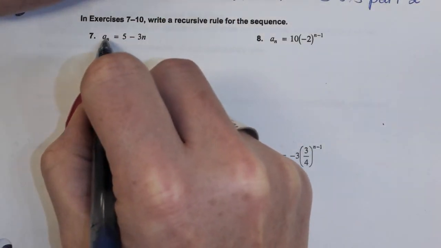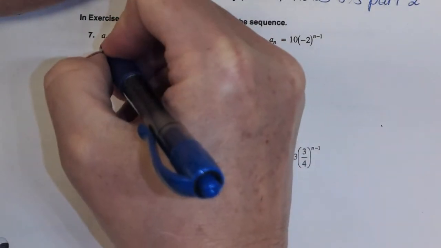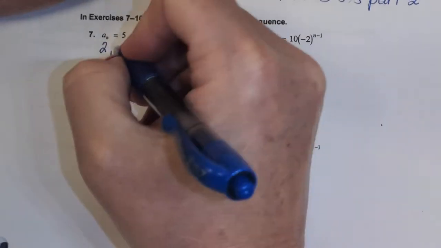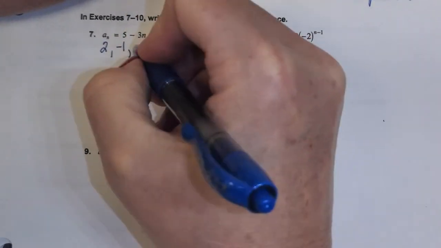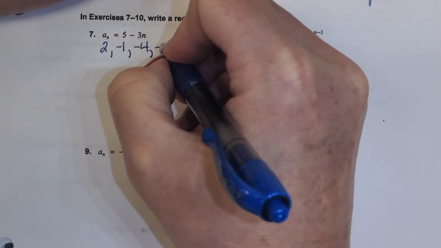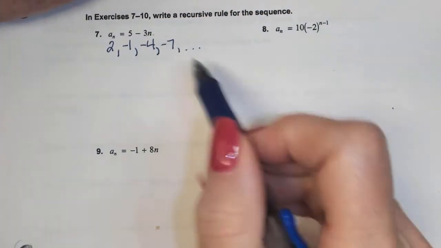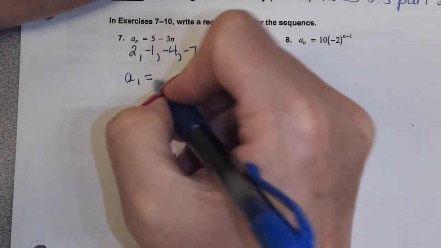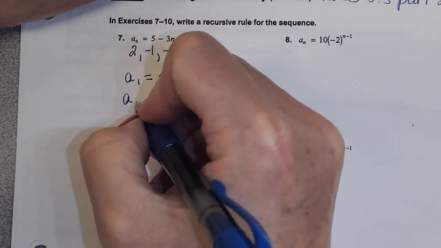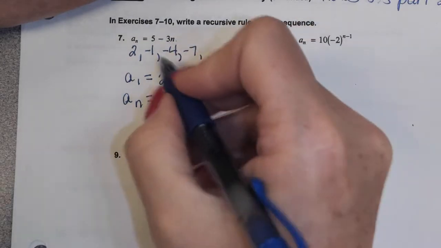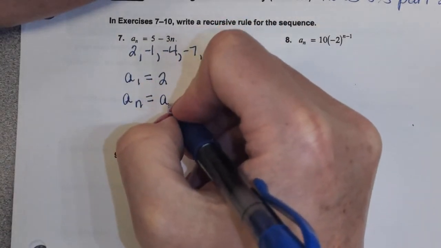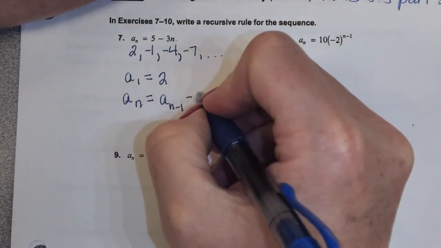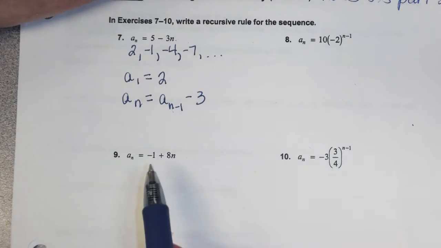All right, so in this first one, if I want to find the first term, I plug in 1, I'm going to get 2. If I plug in 2, 5 minus 6 is going to give me -1. And now you can probably see this pattern developing here. This would be our pattern. If I'm writing a recursive rule, I always have to state what a sub 1 is. So in this case, a sub 1 is 2. And then to write a sub n, I have to write it like this. I'm going to say it's going to be a sub n minus 1, and then I can see what's happening every time is that I'm just subtracting 3 from whatever that previous value is.